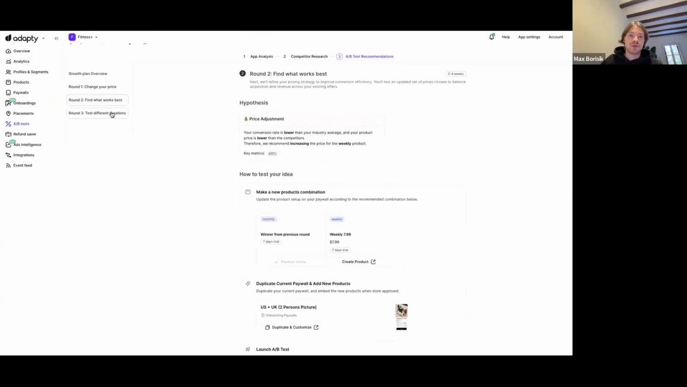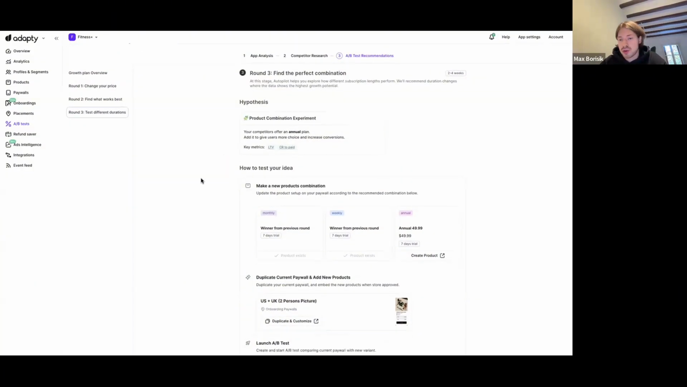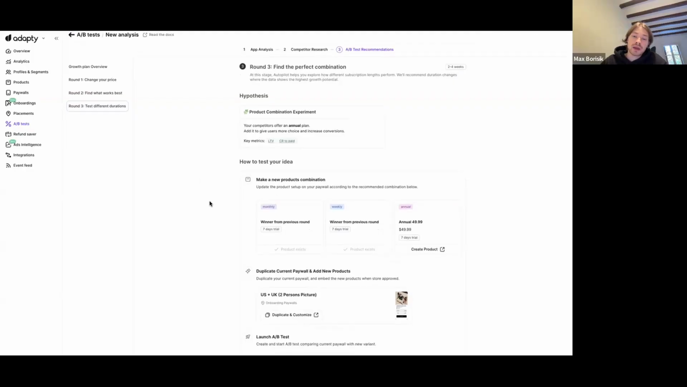And on the third round, for example, we tell you that, okay, maybe we try out the prices, but it looks like it's a good idea to have the annual plan, because as you remember, there were a lot of annuals among the competitors, and it looks like it's a good idea to try. So our algorithm recommends trying the annual, and you can also reuse the prices of the winners from previous rounds and then add the annual. And thus you can understand whether this paywall is performing better.